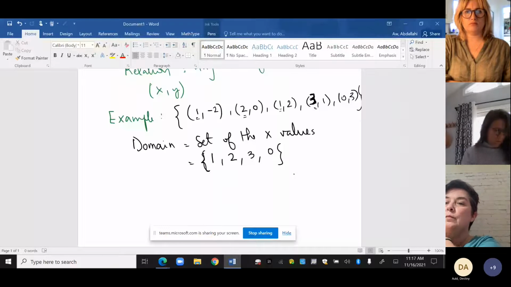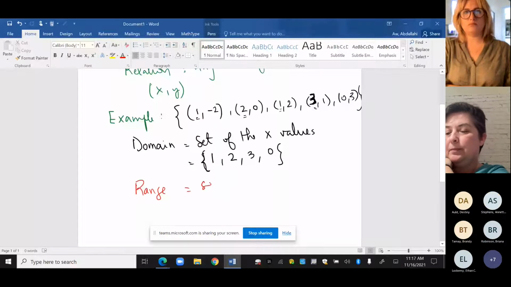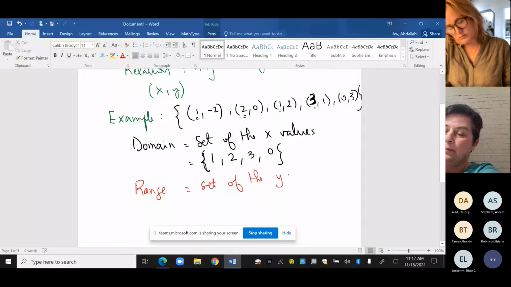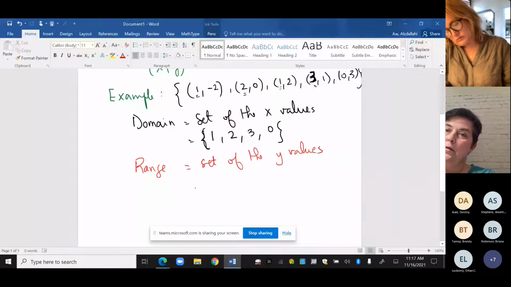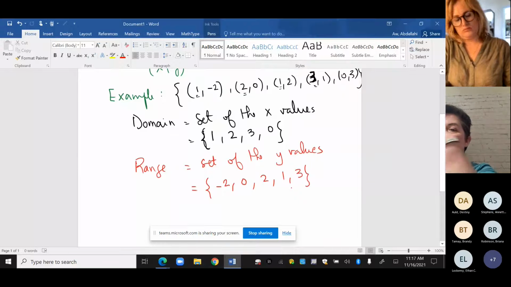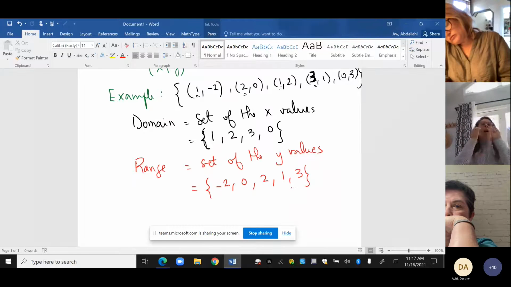What do we call the range? The range is the set of the y values. So tell me then, for this example, what's going to be the range? What is the first y value that we see? -2, and then 0, and then 2, 1, and 3. This is the range. The domain is that, the range is that. As simple as that. That is the relation. There is no further condition on the relation. Any set of ordered pairs is called a relation.